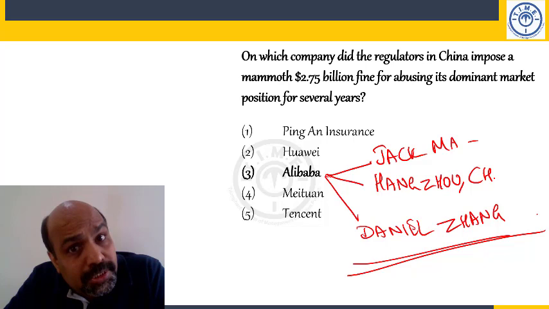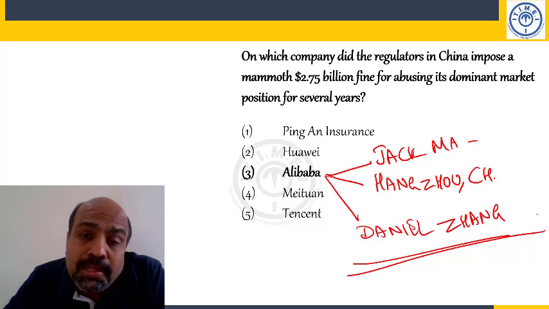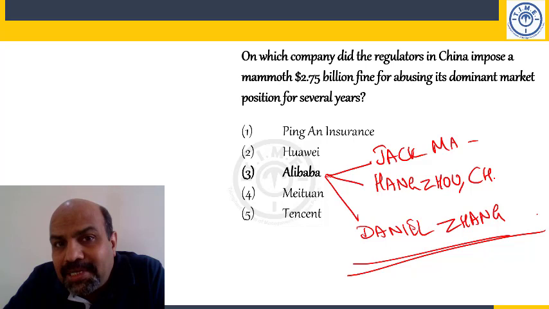And this he did in front of the finance ministry officials, and they didn't take it wisely. Later the president of China ensured that Alibaba's IPO was scrapped. Alibaba has a subsidiary called Ant Financial, A-N-T, which was coming out with a $38 billion IPO, and it was scrapped. It is believed that the person behind the scrapping was the Chinese president himself. He doesn't like criticism.